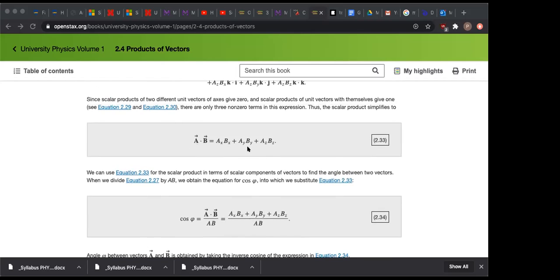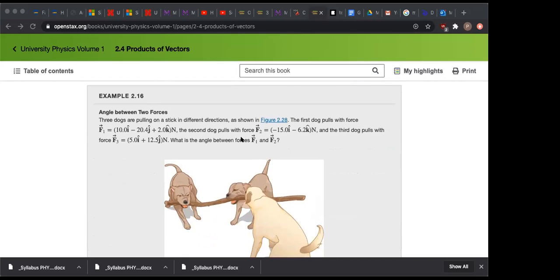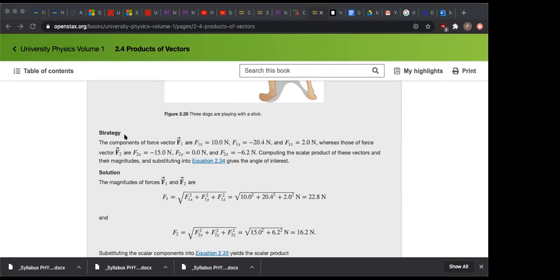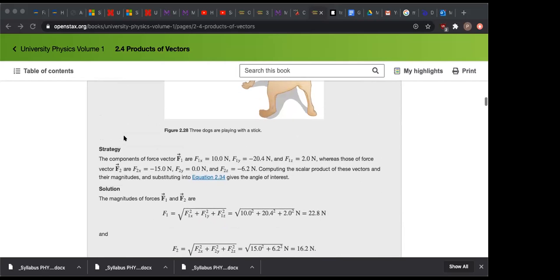Here they show it in a much cleaner form. And so if you know the components of your vector, it makes it really easy too. Here I know the components of F1, I know the components of F2, and I know the components of F3. To find the dot product of these three vectors, if I, let's see, what are they trying to do here?